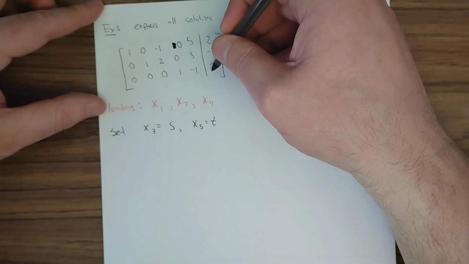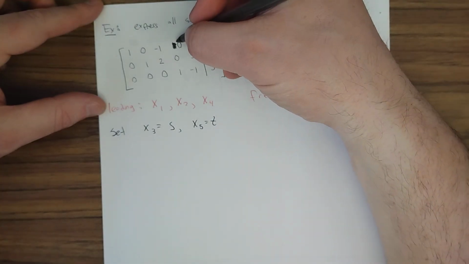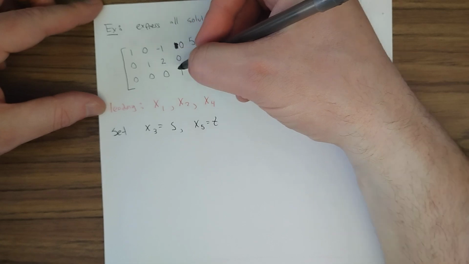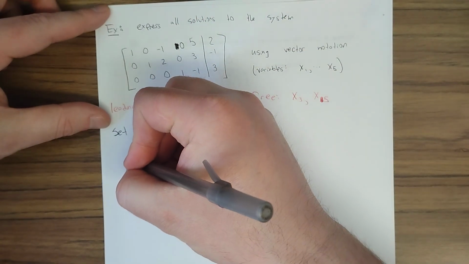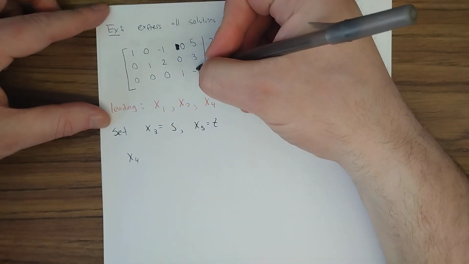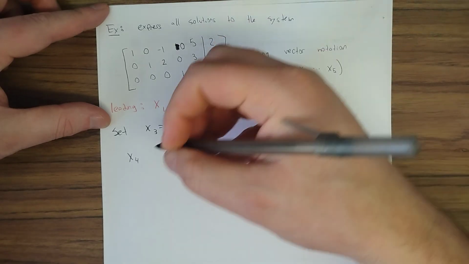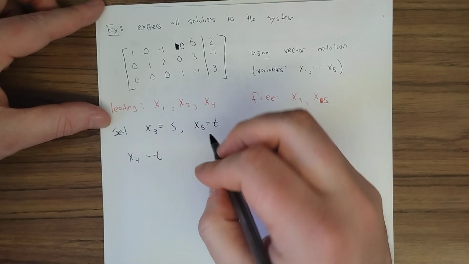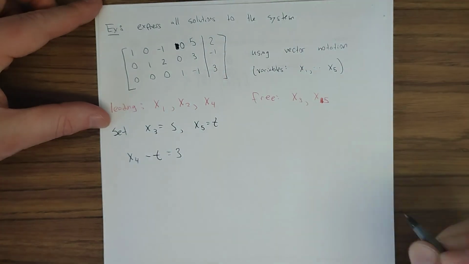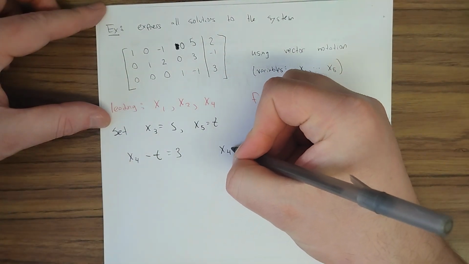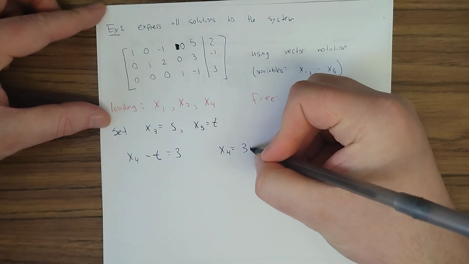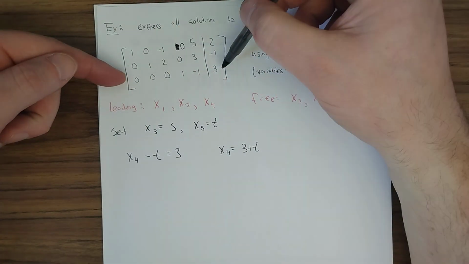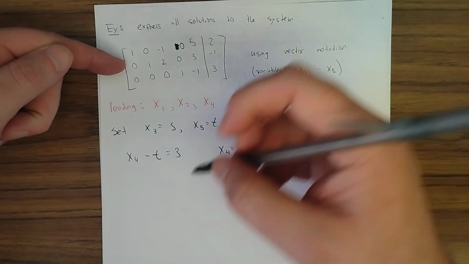So say I take the bottom equation. So this is 0x1, 0x2, 0x3, 1x4, minus 1x5. So x5 is t, so I'll write minus t equals 3. So x4 is 3 plus t. Okay, I got that off the bottom equation. Let me do the middle one.